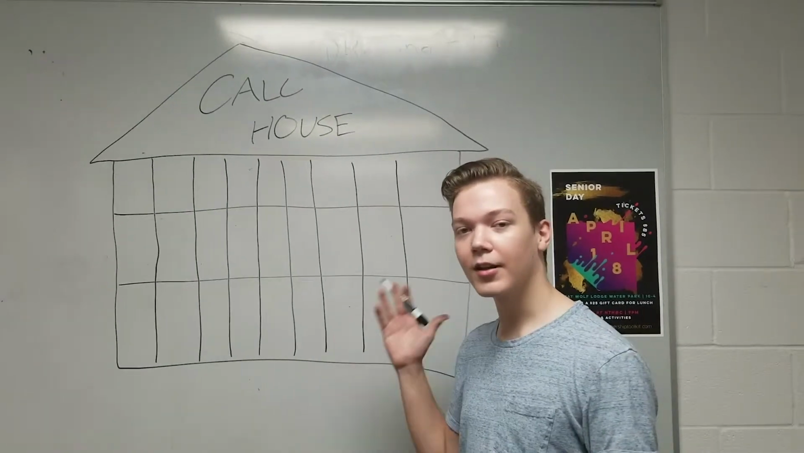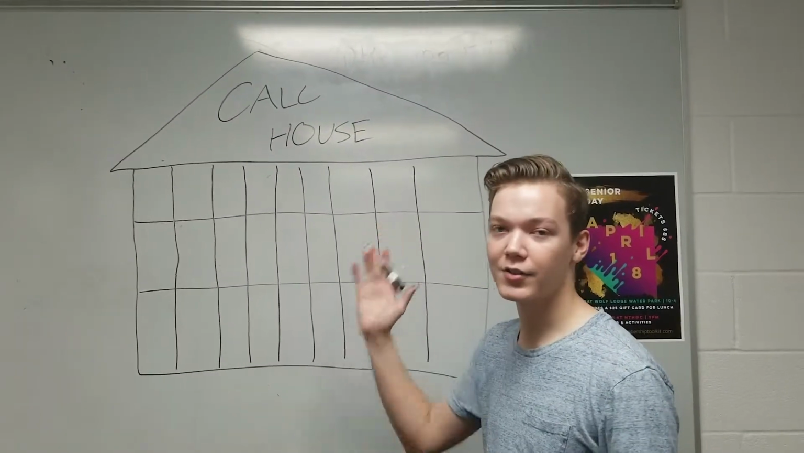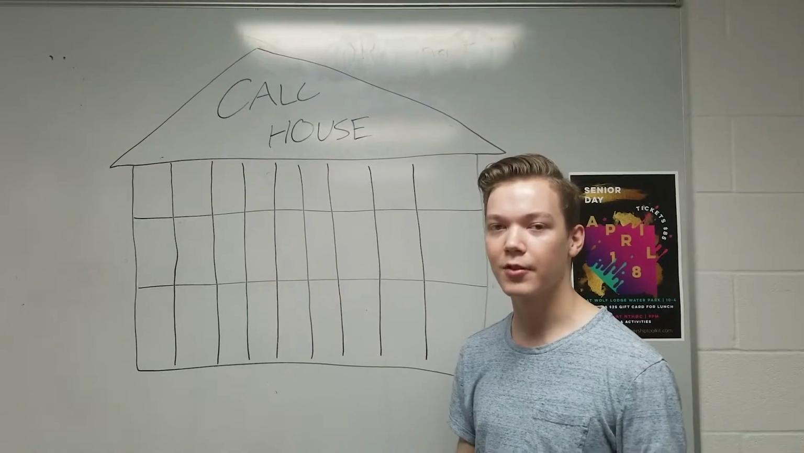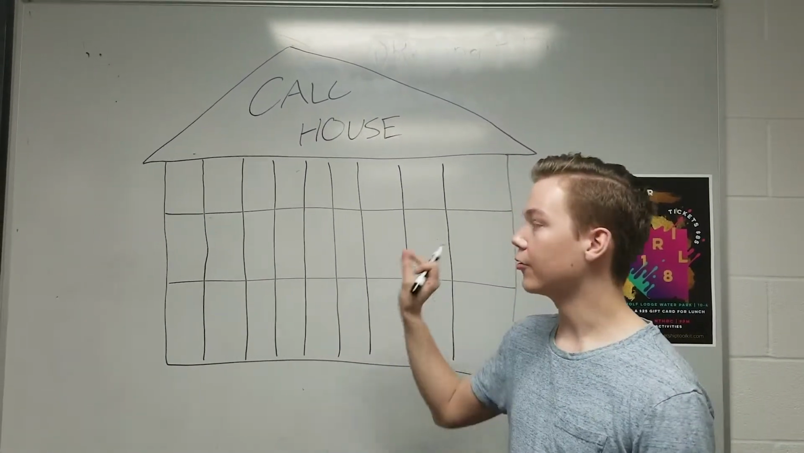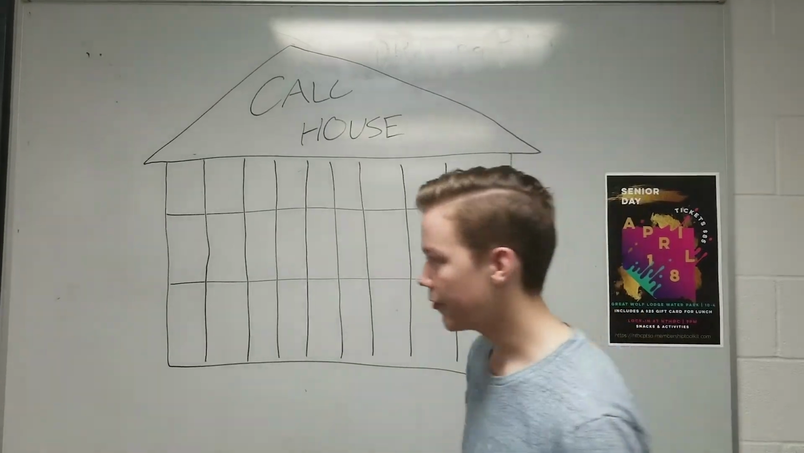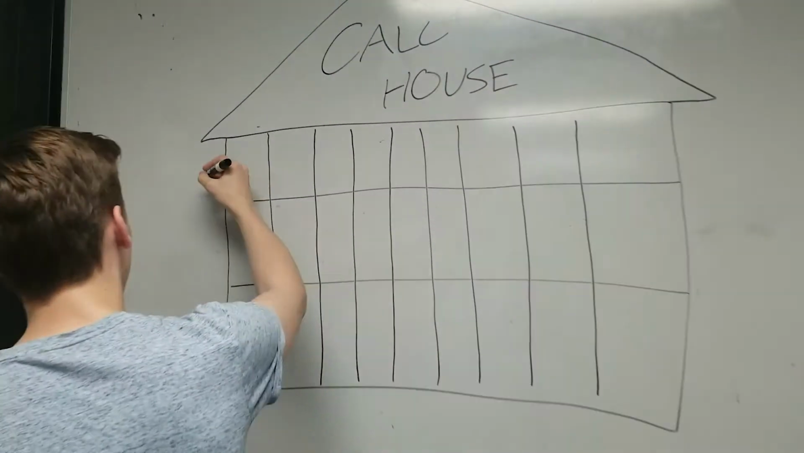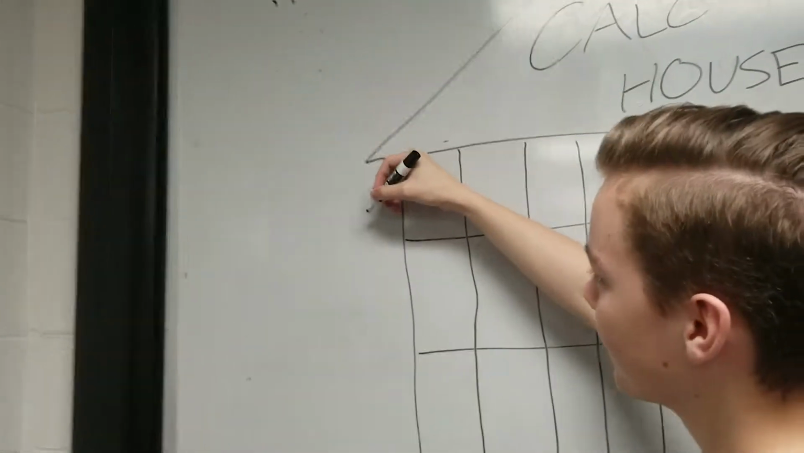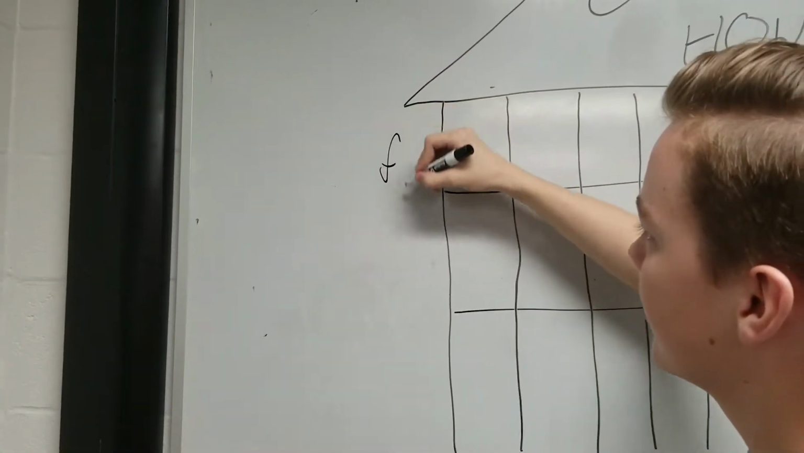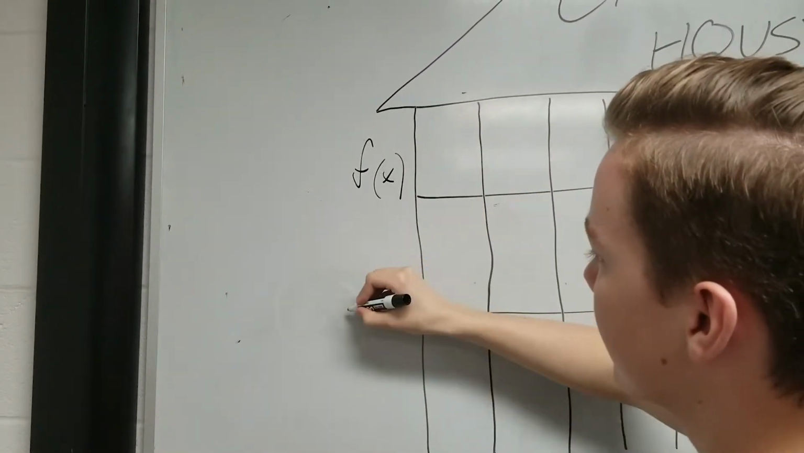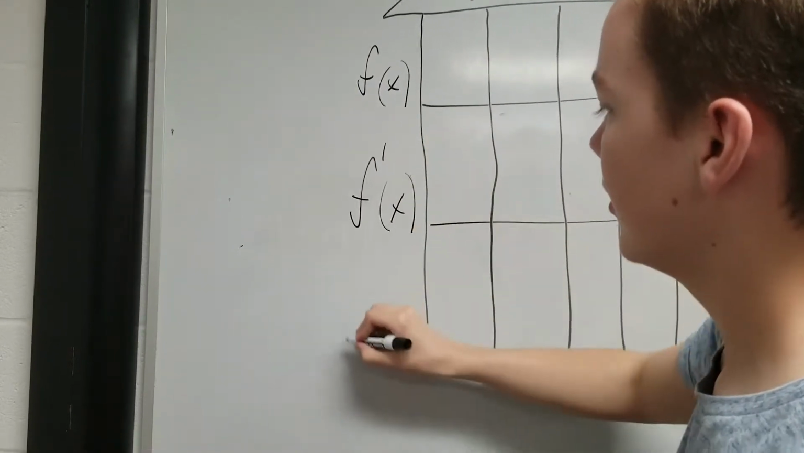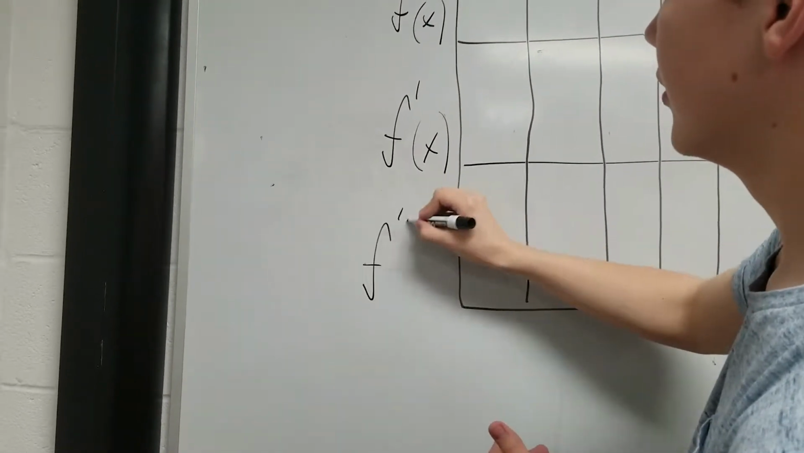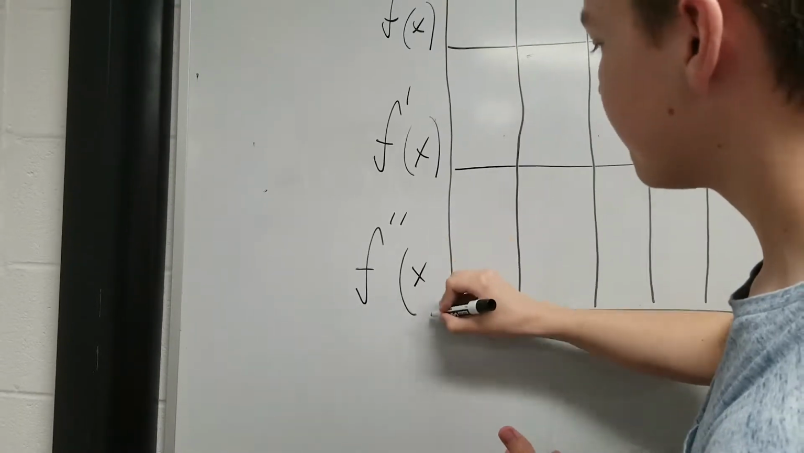Hello everybody, now we're going to be talking about our Calc House. This is basically the tool that we use to determine what our derivatives and double derivatives will look like after looking at our parent function. Our parent function is going to be at the top, then our derivative is going to be below it, and then our double derivative is going to be all the way at the bottom.